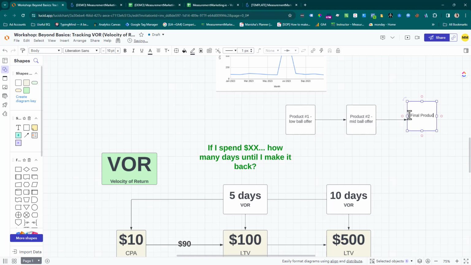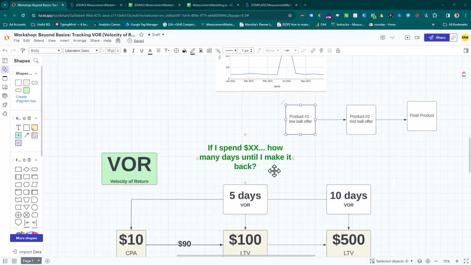Many of us, either for ourselves or for our clients, are looking at funnels like this, where you get them in the door and then you have to move them up the scale. This is where velocity of return is huge because, hey, did you make your money back on day 5 or day 10, or was it further than that, right? That's important from a marketing perspective. So as a measurement marketer, your goal is to implement this.